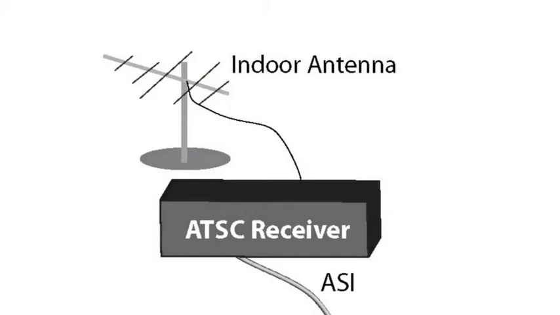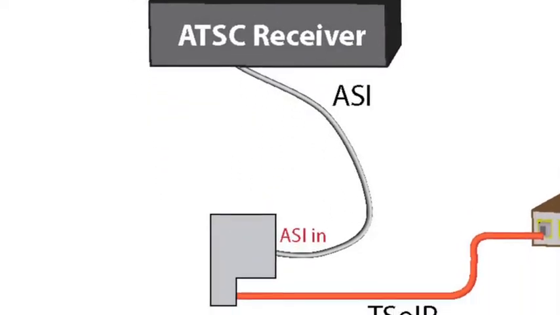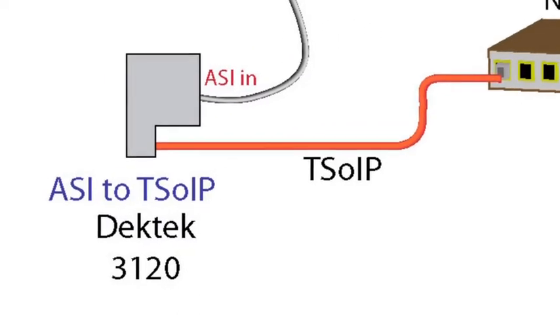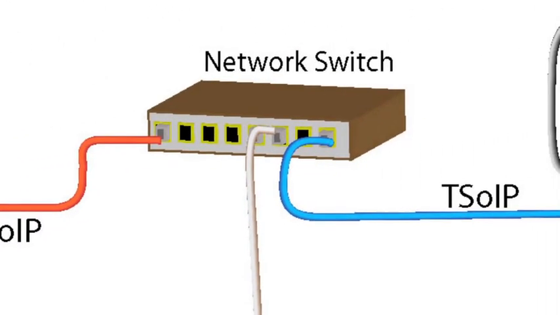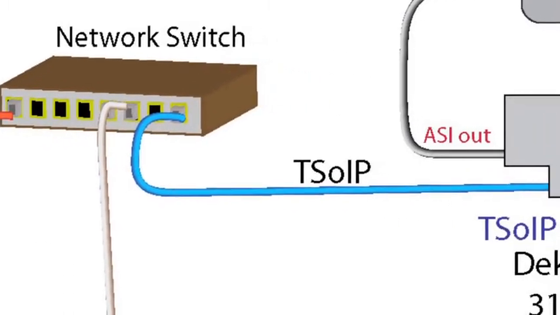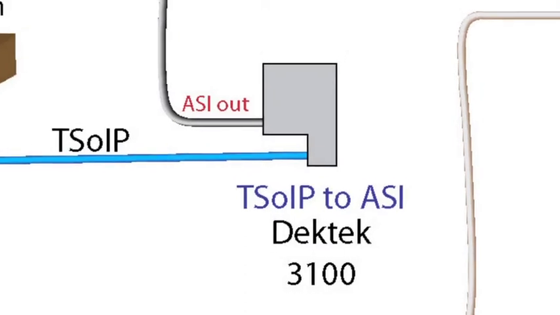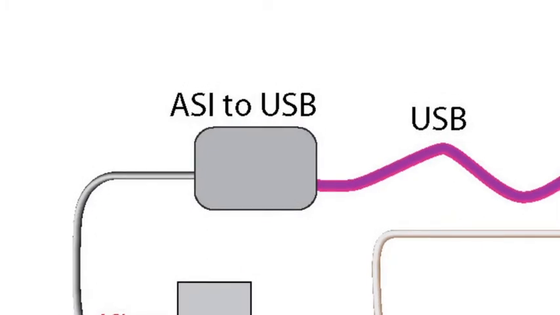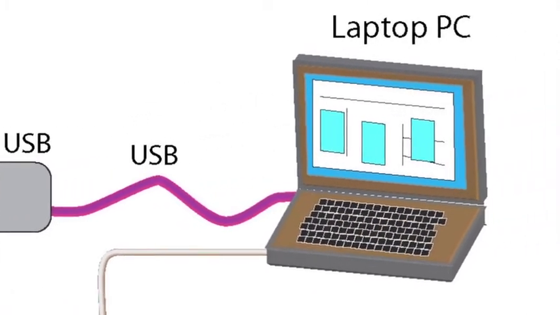The setup used to test these products consisted of an ATSC receiver using an indoor antenna and taking its ASI transport stream out and feeding it into the ASI to TSoIP converter. Then the Cat5e cable connected to a network switch, and from there another Cat5e cable connected to the TSoIP to ASI converter. Its ASI fed into another converter to take it to USB so it could be monitored on a laptop PC.